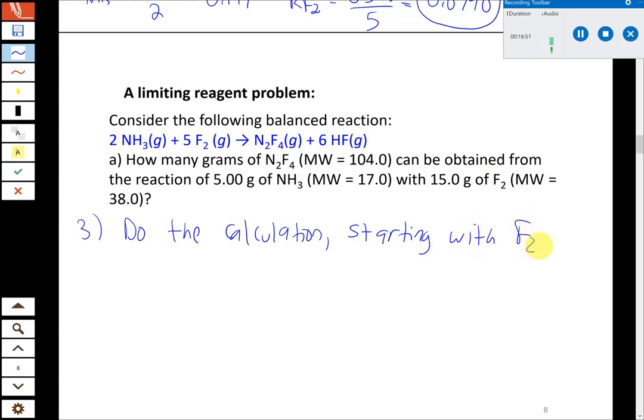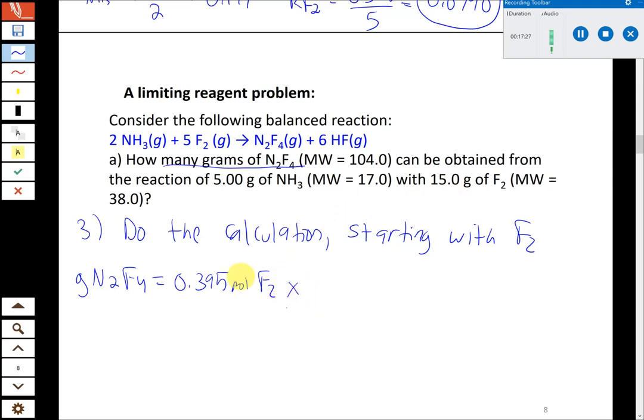All right. So what we're looking for in this problem is how many grams of our product N2F4 can be formed. And we're going to start with the amount of our limiting reactant. Now we have here the mass of limiting reactant, but we already calculated moles in the previous slide, so we can just start with moles of limiting reactant and save ourselves a step. So we have 0.395 moles of F2. We could have started with the mass of F2, but we would just be repeating a step that we already did, so there's no need to do that necessarily.